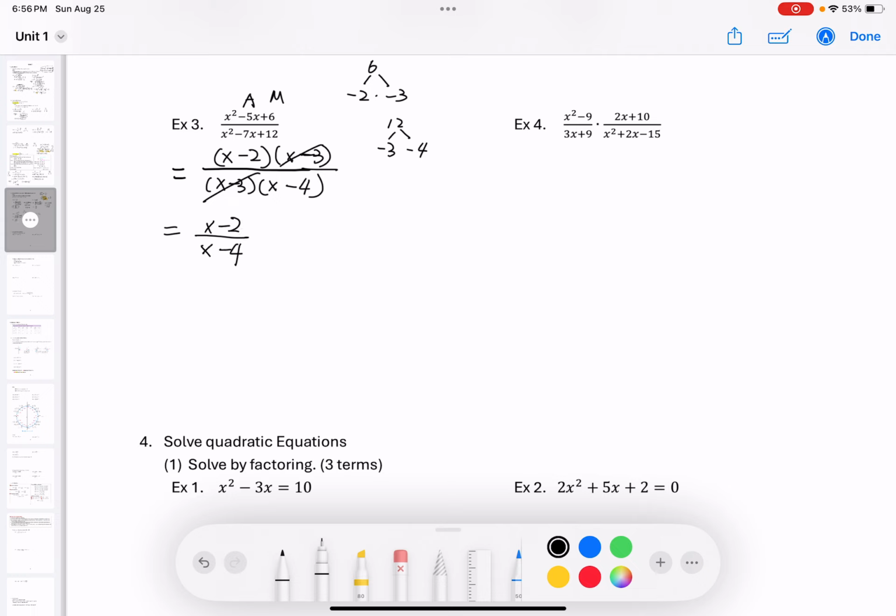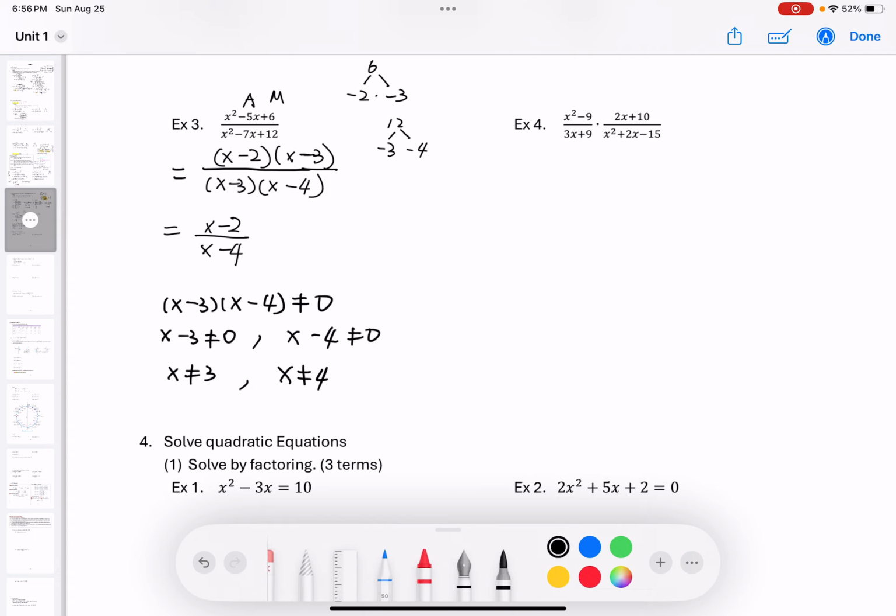So before we move on, I forgot to check my restriction. Restriction says all of the bottom is not equal to 0. So we list all of my bottom, which is x minus 3 times x minus 4 is not equal to 0. So x minus 3 is not 0. X minus 4 is not equal to 0. X is not 3. X is not 4. So these two are restrictions. This is a solution. Okay, let's see the next example.